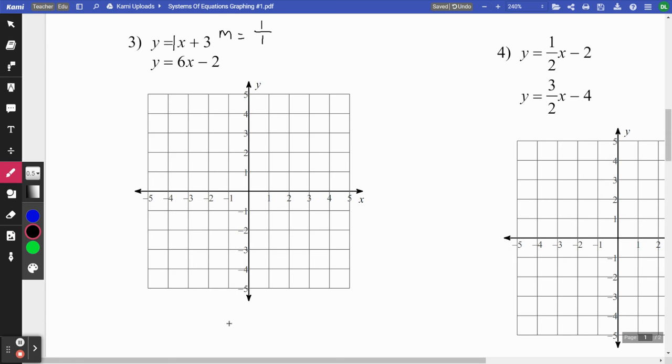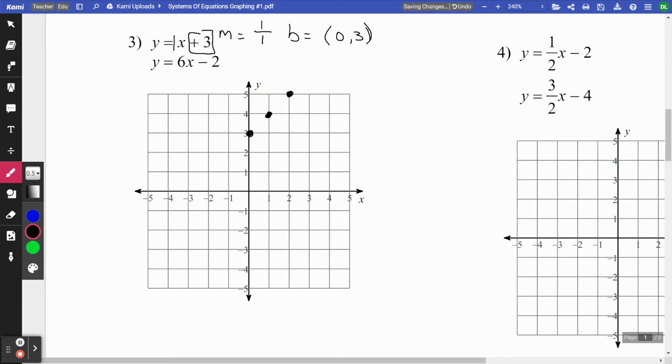My y-intercept, right? X is always 0, and my y value is the constant, which is right here, +3. So that would be 3. So I go to 0, 3, which is here. My slope is I go up 1/1, which is here. Up 1/1, which is here.